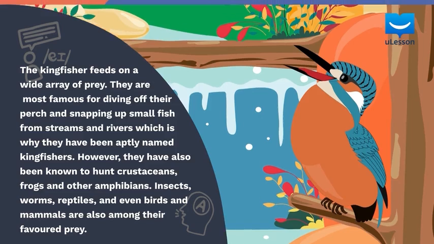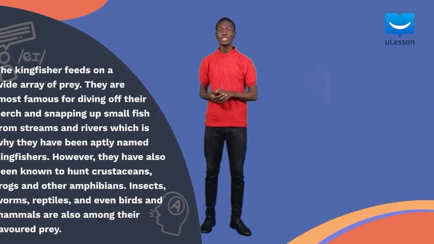So, of course, the sentence that makes a direct point about kingfishers is the first one. All the other sentences simply give examples to illustrate how varied the kingfisher's prey is. So, they are supporting details.